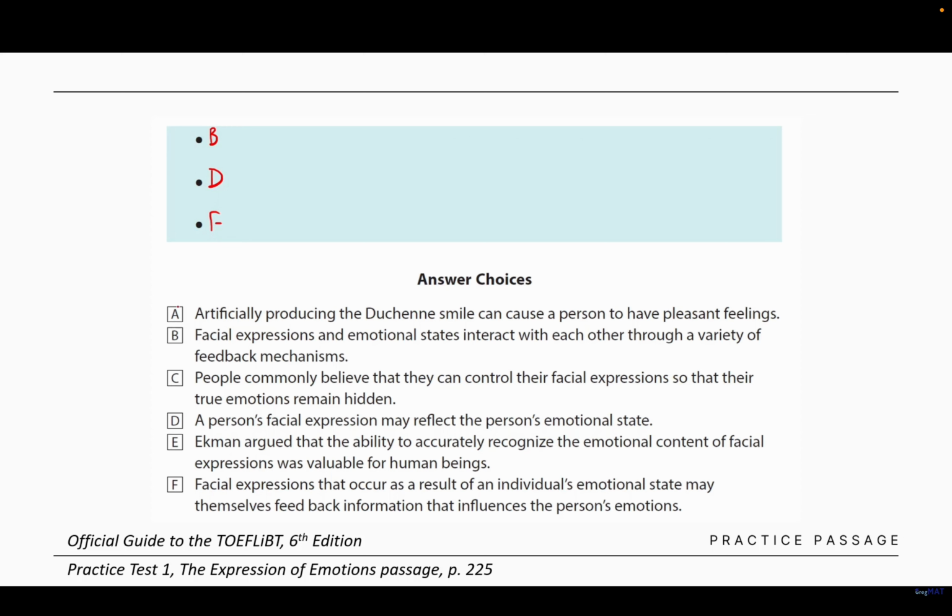All right, let's talk about the wrong answers. What makes A wrong? It's talking about something the scholar called Duchenne. I think this is a minor detail. Too specific. Way too specific. Minor detail. Awesome job. What makes C wrong?